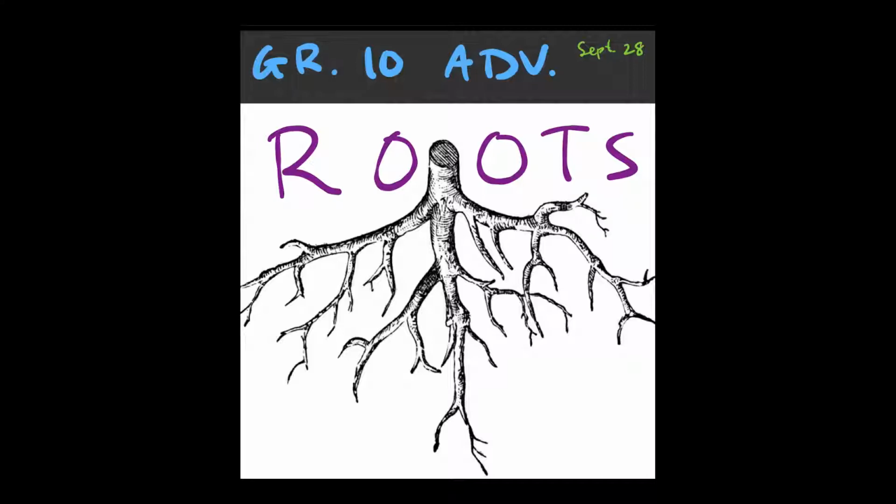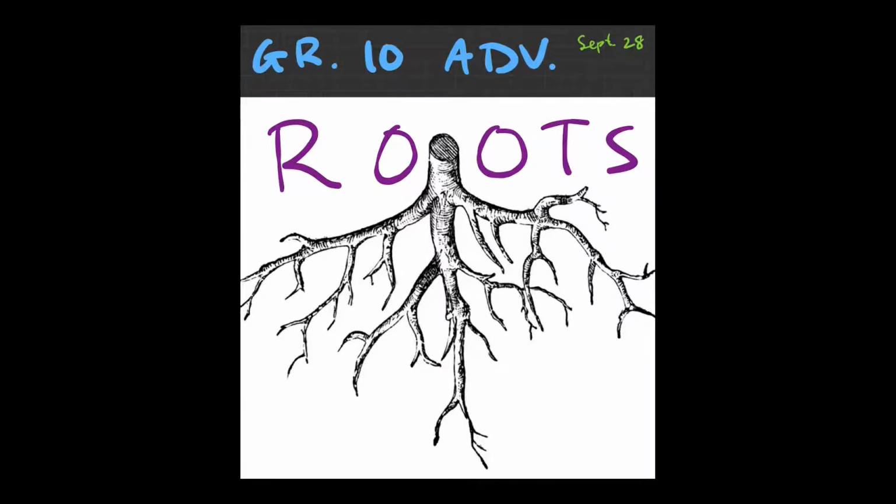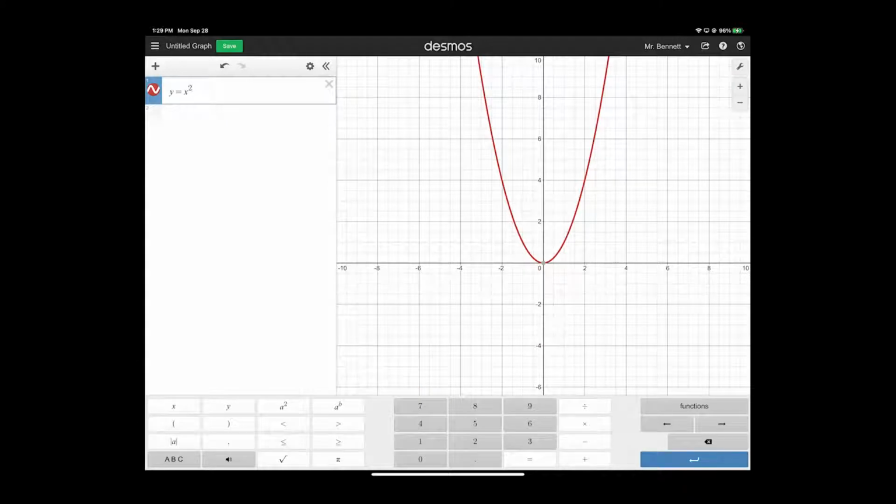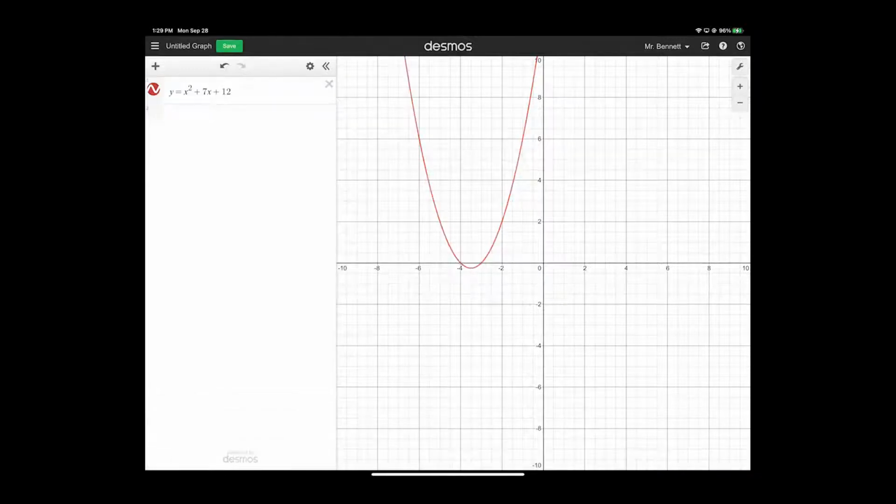Okay, so I'm going to start off. I'm going to throw a couple of graphs up on Desmos, and we're going to play around with them. Why don't I take a look at the graph y equals, I'll do one that we know how to factor, x squared plus 7x plus 12. If I were to graph it, that's what the graph looks like.